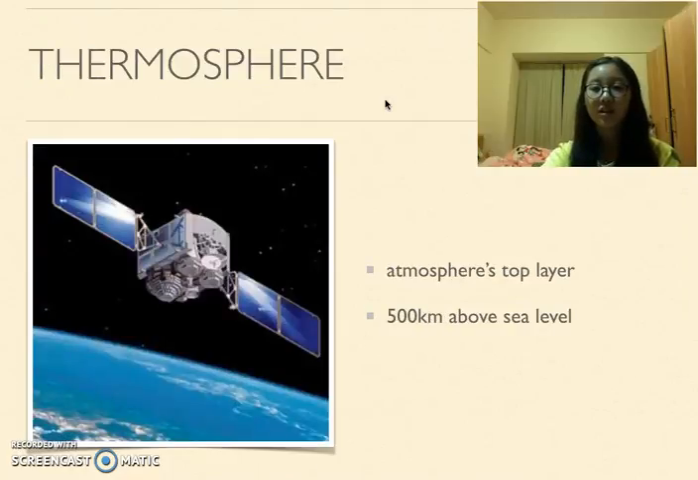The last layer is the thermosphere. It is the top layer of the atmosphere. It can extend to 500 km above sea level. From the picture, you know that the thermosphere is where the spaceships work.